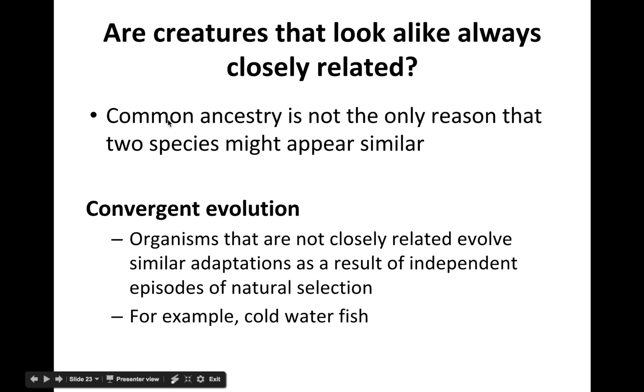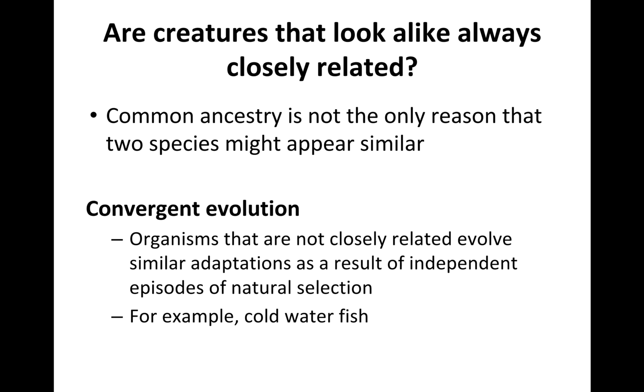So are creatures that look alike closely related? Well, common ancestry is not the only reason that two species might appear similar. It's not always the case, however. So there's this idea called convergent evolution. Convergent evolution has to do with organisms that are not closely related evolving similar adaptations as a result of independent episodes of natural selection.